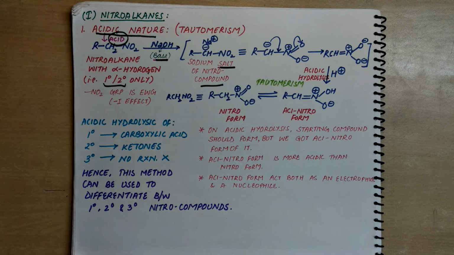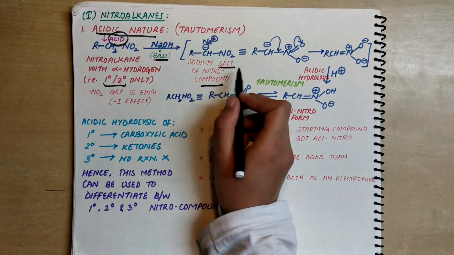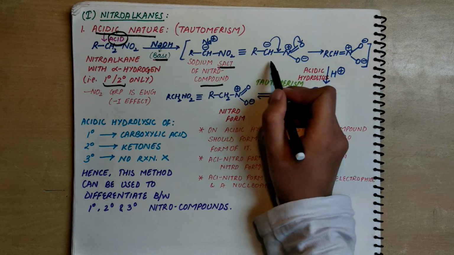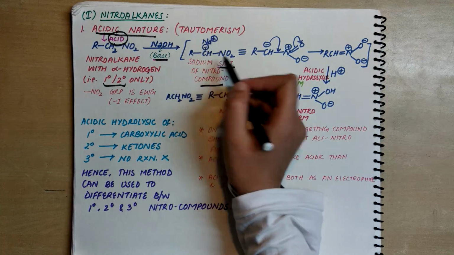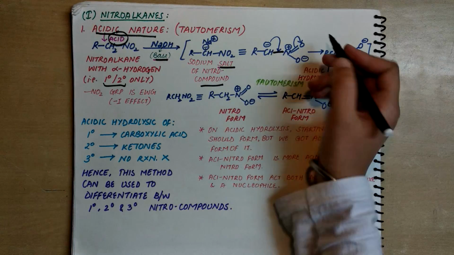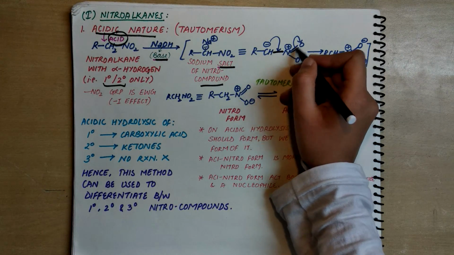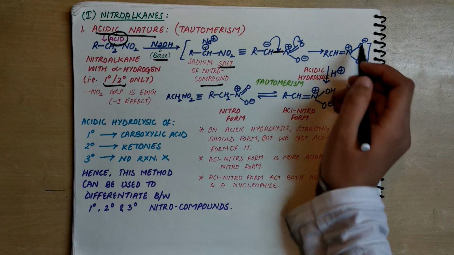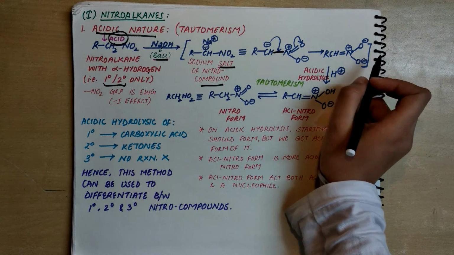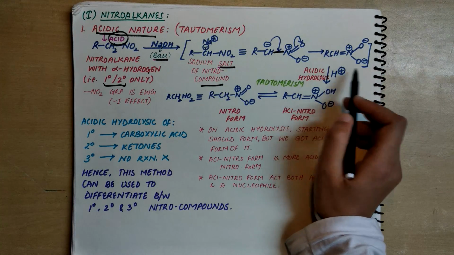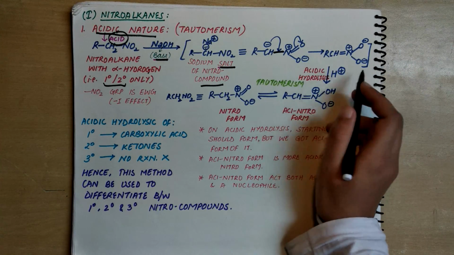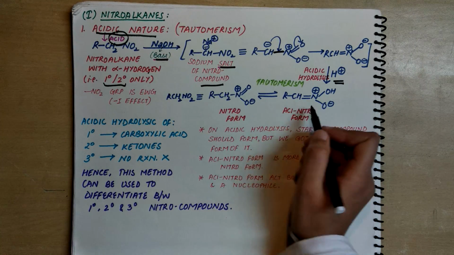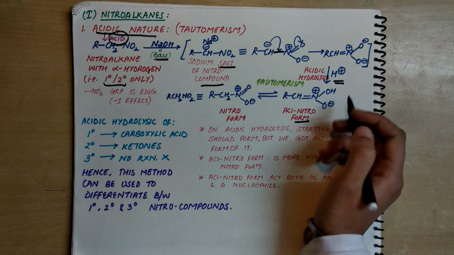Now, this sodium salt of the nitro compound will undergo resonance. First, this negative charge will be transferred to this bond, and this double bond of the nitro group will be transferred to oxygen. So this oxygen will attain a negative charge, and when we do acidic hydrolysis of this in the presence of H+, then we get the aci-nitro form.